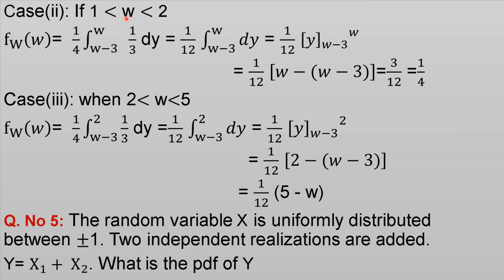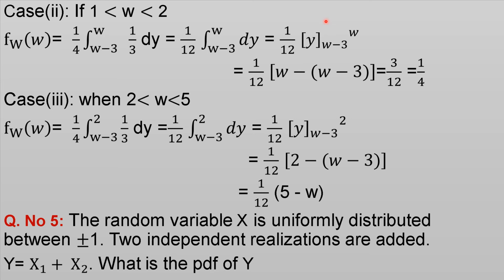As the second case, let w be between 1 and 2. Then the third case we'll take as from 2 to 5. Now for y, see the previous slide, y should be greater than w minus 3 and less than w. When w lies between 1 and 2, consider w minus 3. When w is 1, w minus 3 will be -2. When w is 2, w minus 3 will be -1. So w minus 3 lies between -2 and -1, which comes between -2 and +2.